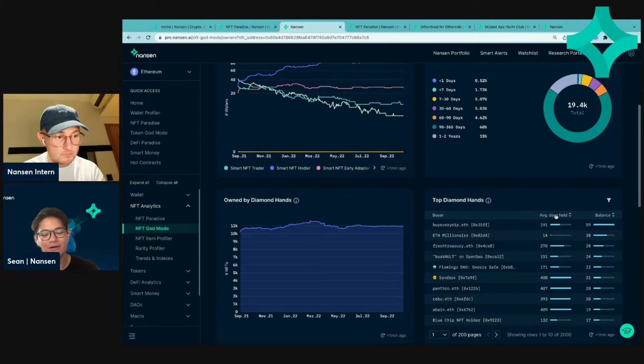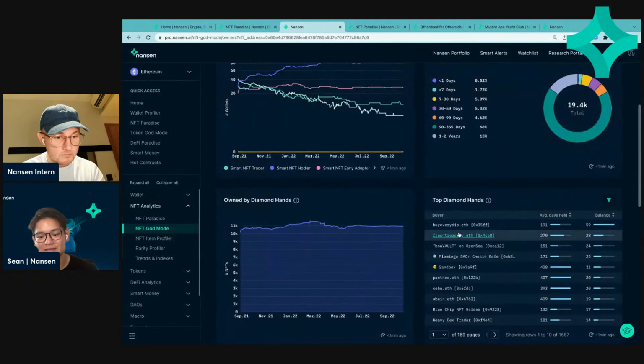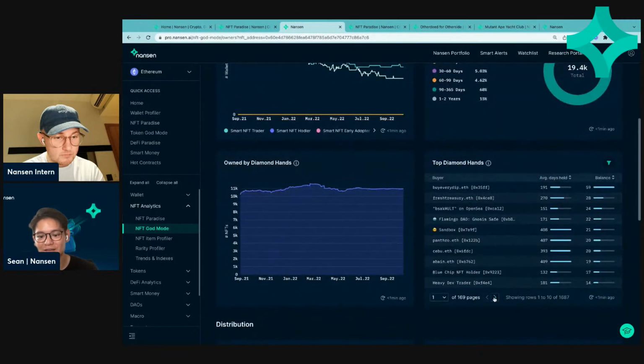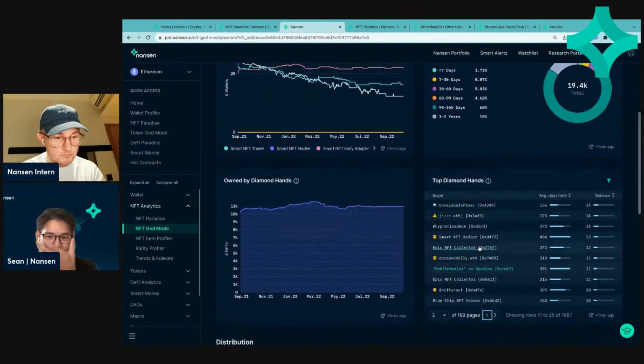So you can filter now based on average days held, right? If you're interested in looking at users who have held more than 100 days, you can filter it, and you get a nice list of people who have been really holding on to MAYC for a long time.